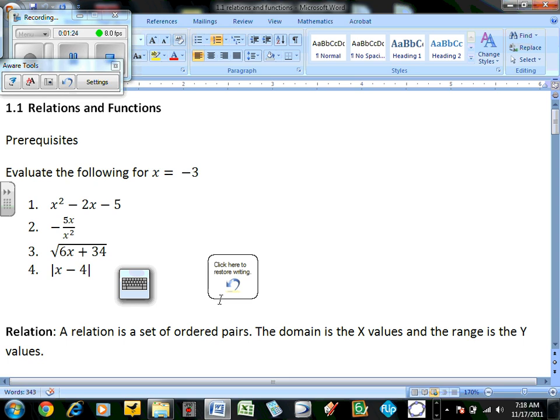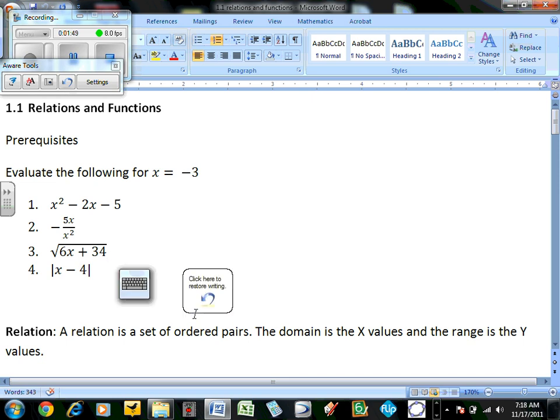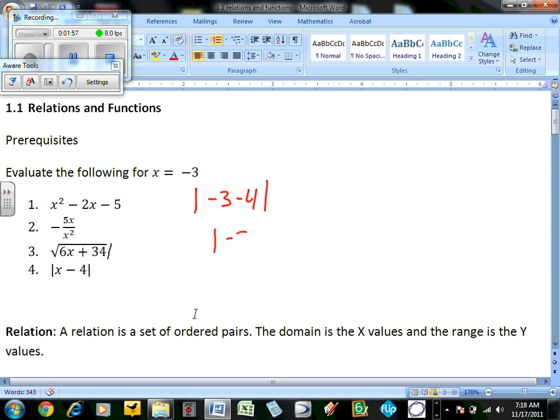All right. With 6 here, the square root of 6 times -3 plus 34. 6 times -3 is -18 plus 34. So the square root of -18 plus 34 is going to be the square root of 16. The square root of 16 is plus or minus 4. And last one, the absolute value of x minus 4. So we can say the absolute value of -3 minus 4, which would be the absolute value of -7. We know absolute value is the distance away from 0. So our answer for this case is going to be 7 when we evaluate.